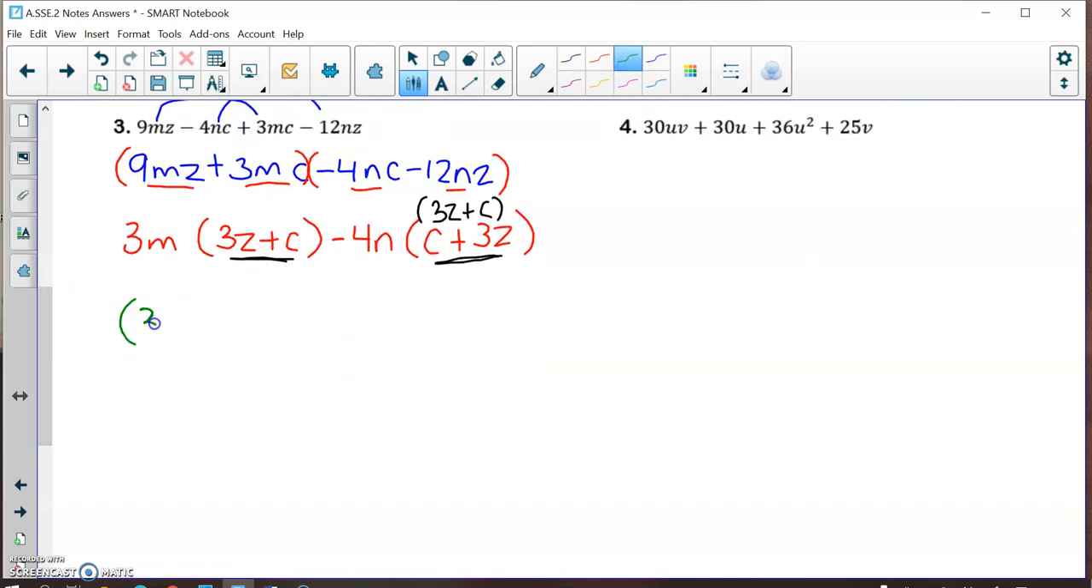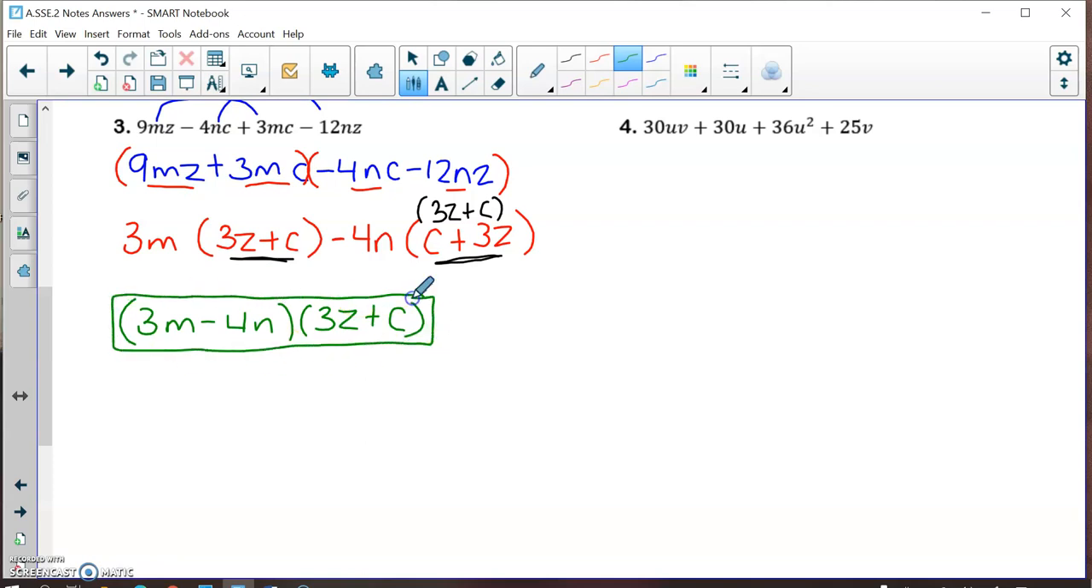So one of your binomials would be a 3m minus a 4n, and your other binomial would be a 3z plus a c. And if you look back at these 2 binomials, they cannot be factored any more than they already are, so that is our answer.